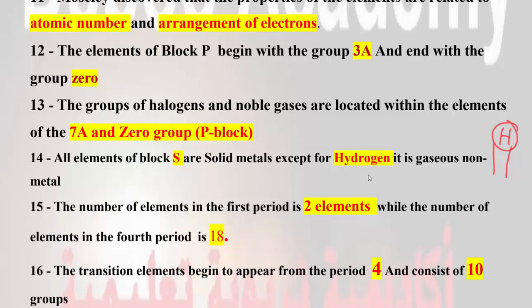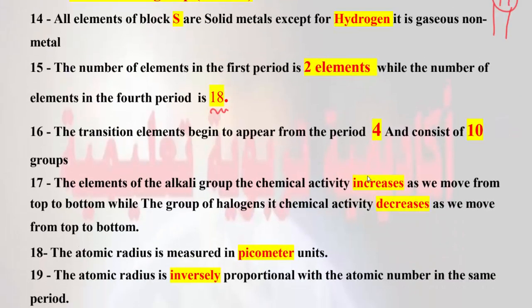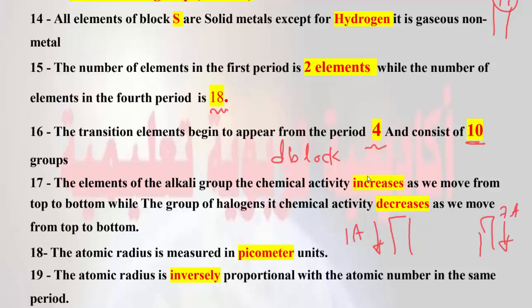The number of elements in the first period is 2 elements, while the number of elements in the fourth period is 18. Transition elements begin to appear from period 4 and consist of 10 groups, which are the D block. In the alkali group, the chemical activity increases as we move from top to bottom, while in the halogen group the chemical activity decreases as we move from the bottom. So it increases in 1A and decreases in 7A.